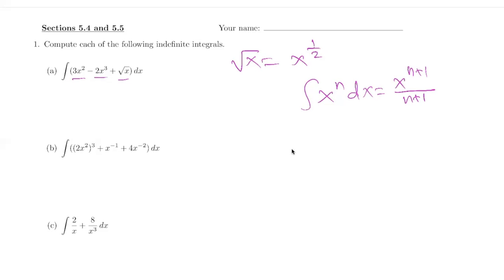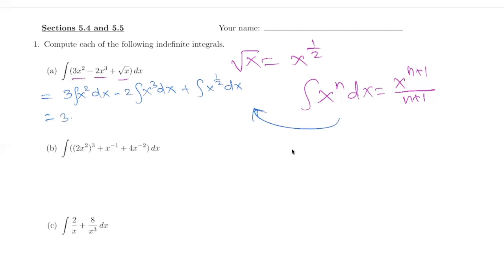So for this question now, let me write one extra step. I'm going to write antiderivative of 3x squared in this way, 3x squared minus 2x cubed. And this step is optional. You don't have to show this step. Plus antiderivative of root x is x raised to 1/2. Now I'm going to apply this power rule for each of these three terms.